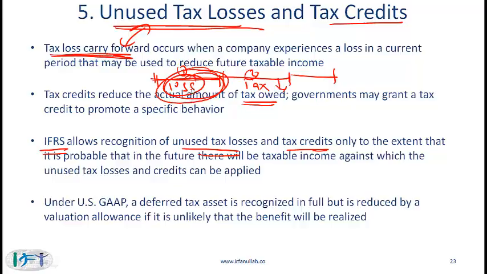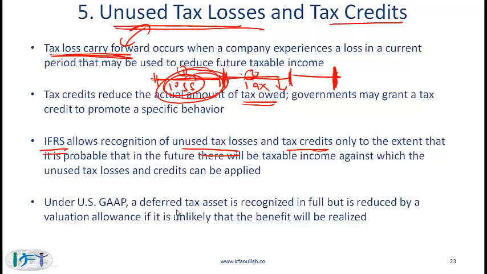And to make this more specific, let's say that tax rules say that the tax loss carry forward can only be used up to this point in time. So we need to figure out whether there will be profitability in those periods so that we benefit from this tax loss carry forward. If we do not expect any profitability here, then it doesn't make sense to recognize the tax loss carry forward or the tax credits.